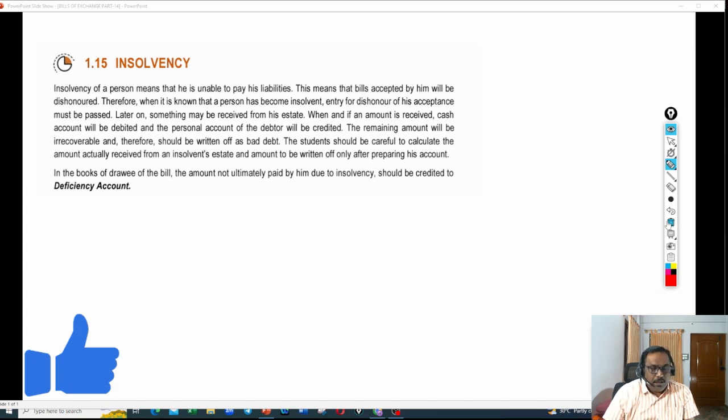Are you clear? We are going to do some problems on this topic. Don't worry about it. But you need to understand when the person is going to be an insolvent, when we call that person insolvent, and if the drawee has become insolvent, how the entries are supposed to be posted and how the account has to be closed. That is what we need to understand. I hope you are clear on this topic.